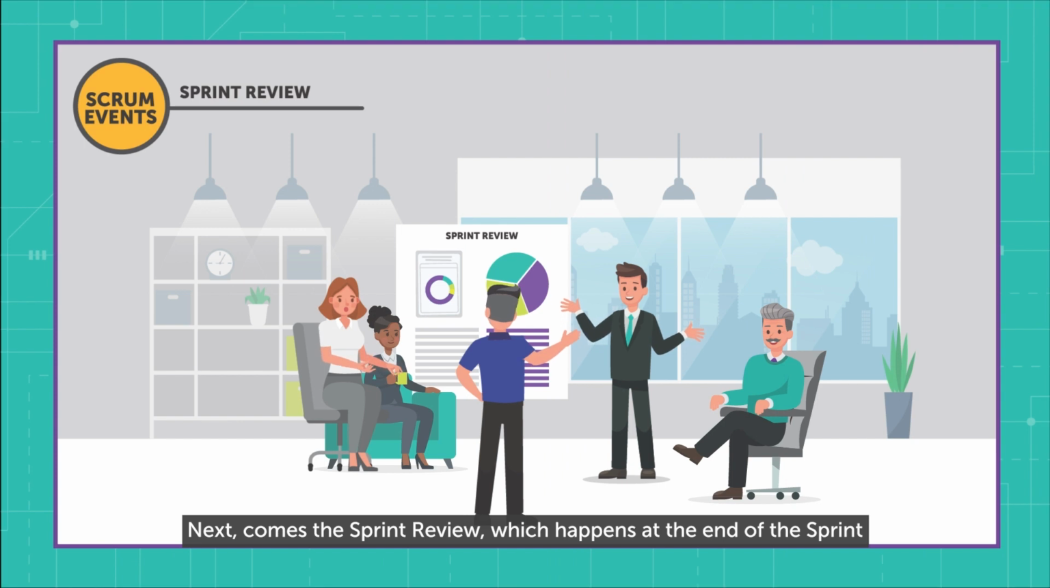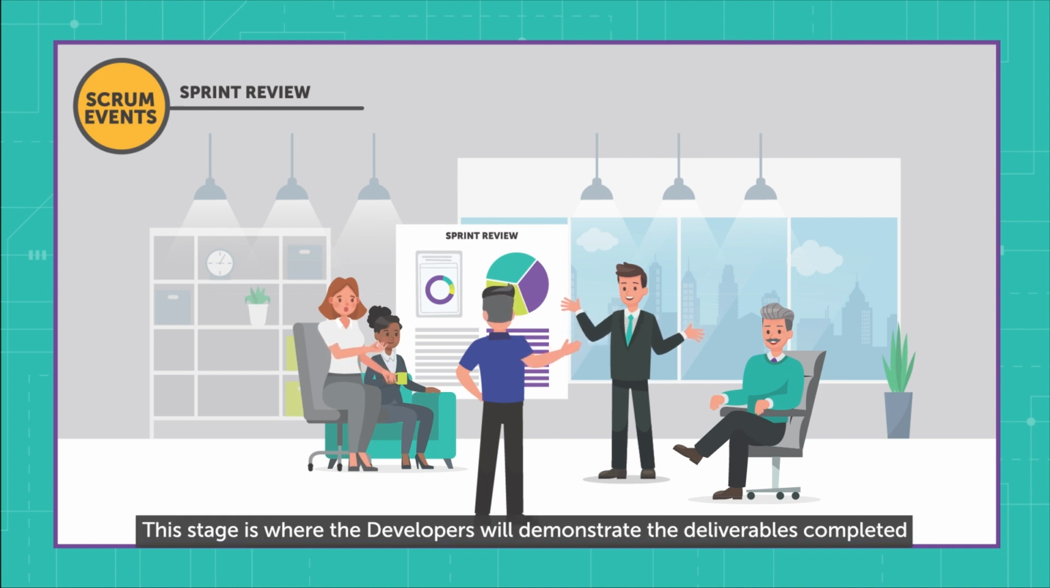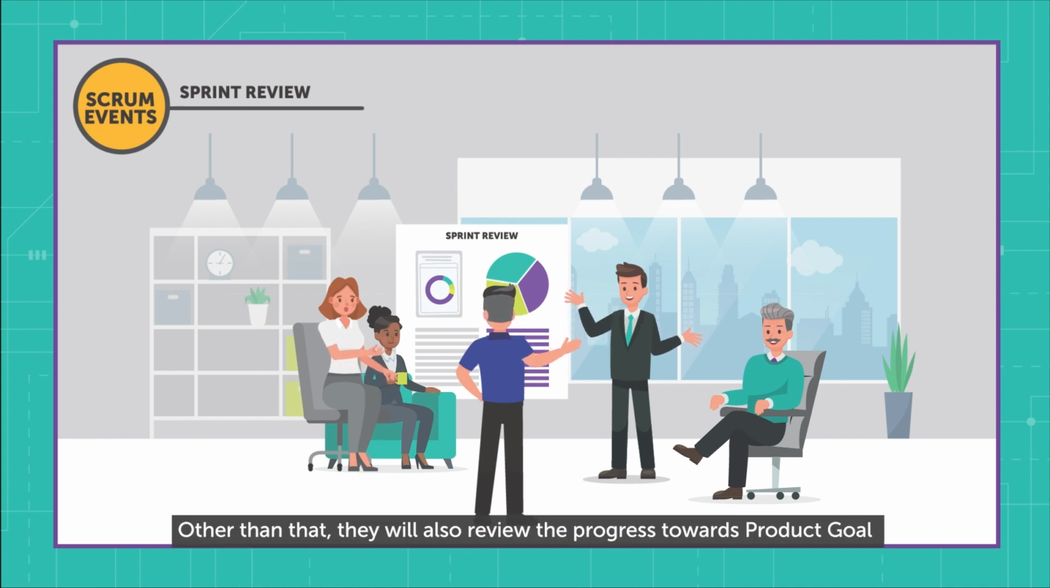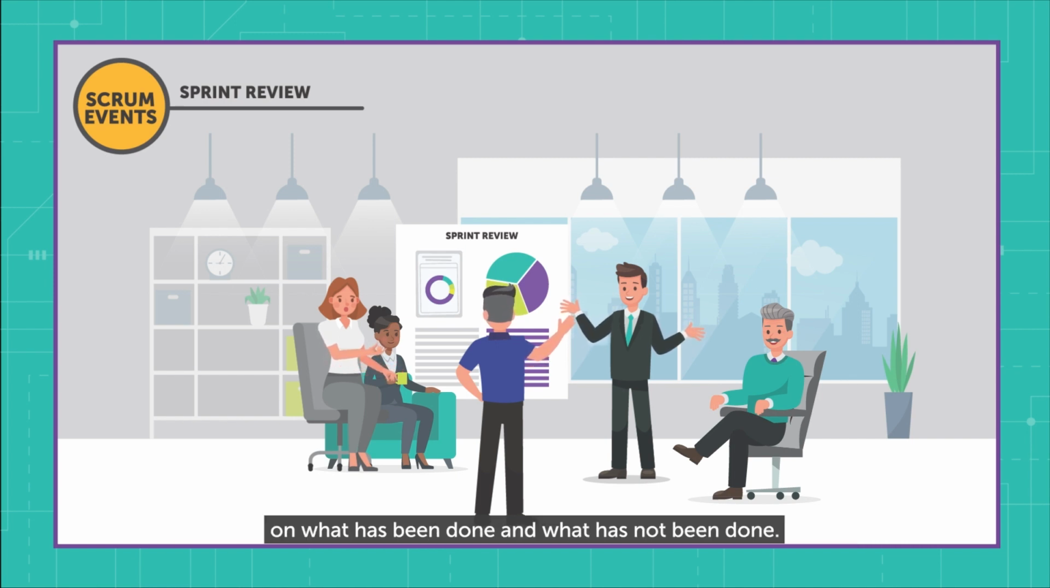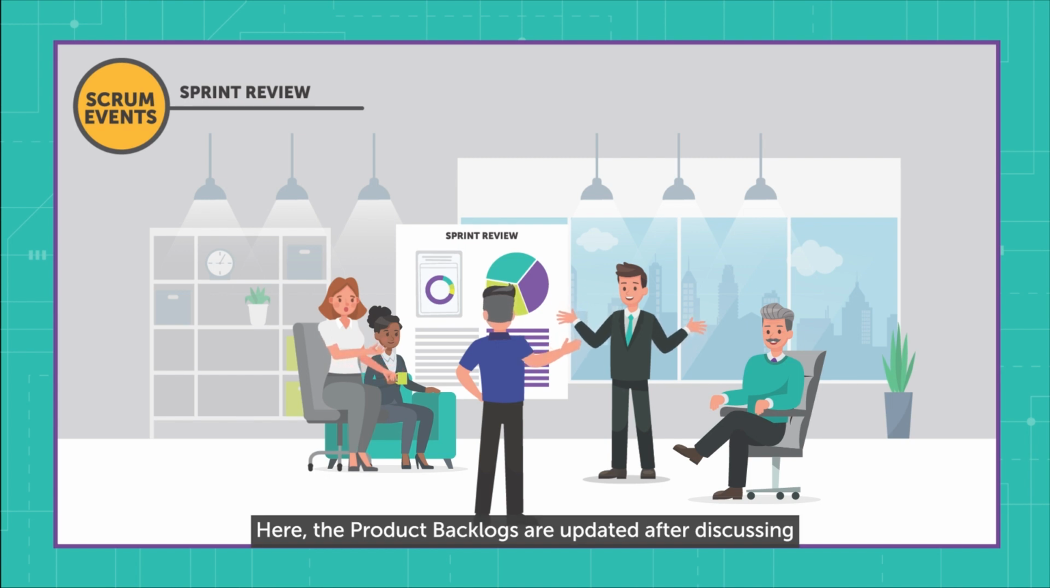Next comes the sprint review, which happens at the end of the sprint, just prior to the sprint retrospective. This is where the developers will demonstrate the deliverables completed for the sprint to stakeholders. Other than that, they will also review the progress towards the product goal, on what has been done and what has not been done. Here, the product backlog is updated after discussing the changes in environment, as well as their impact, which may require adaptation from the team.